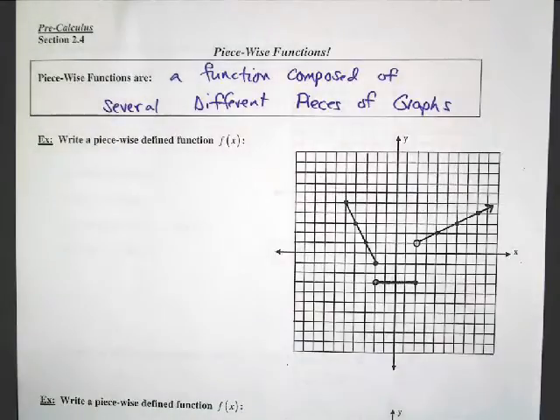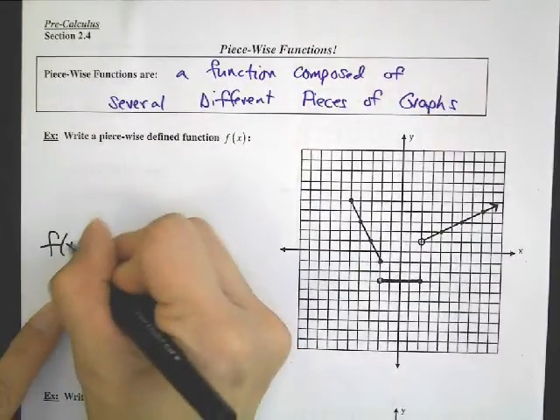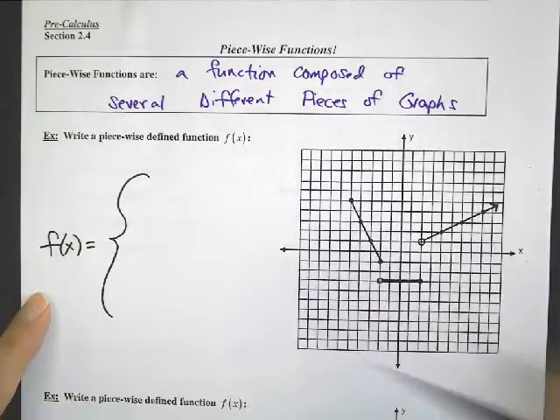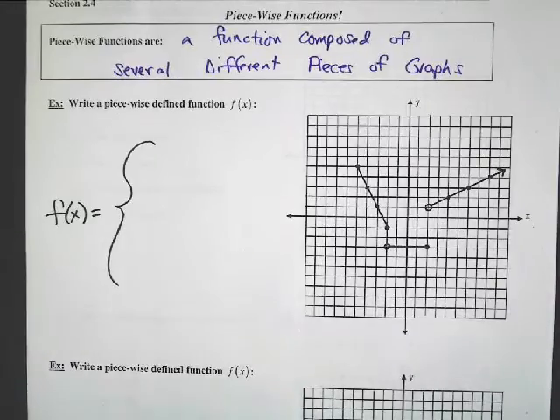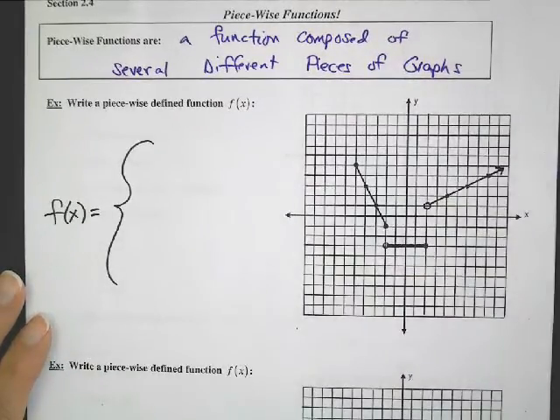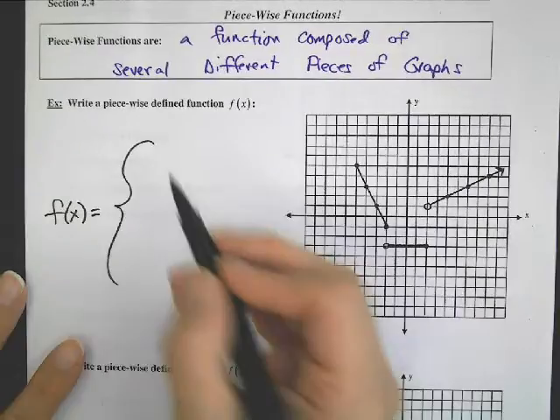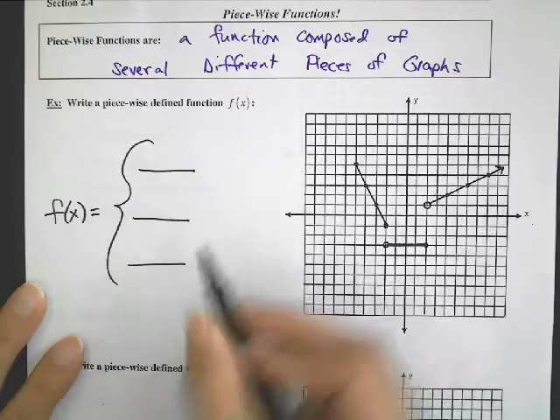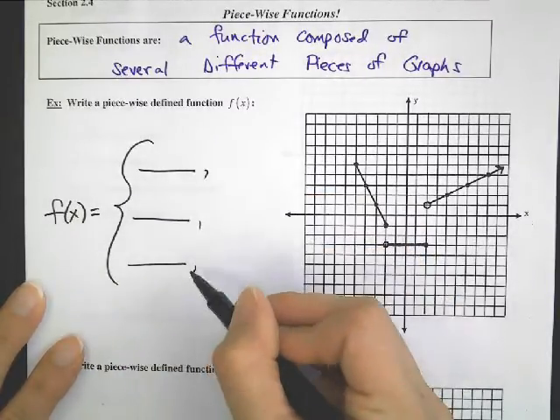First of all, everyone needs to write big F of x equals, and then you draw one of these open braces. That's the hardest part about this section. So taking a look at this graph, how many pieces does this one have? Good, the answer is 3. So there's going to be a piece, and a piece, and a piece. And then comma, comma, comma.